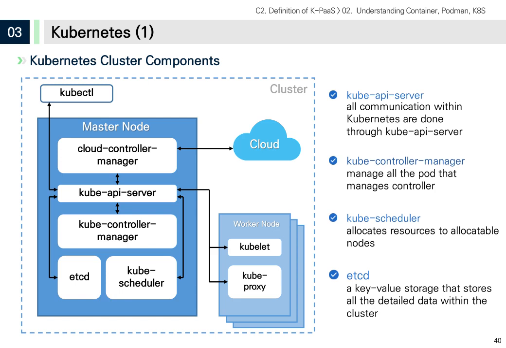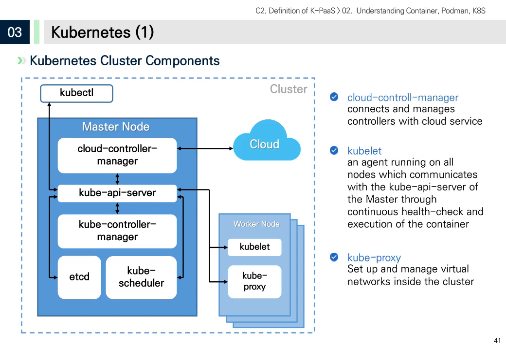Next, the Kube controller manager is responsible for controlling each of the controllers that manage the pods. The third, the Kube scheduler, is responsible for allocating resources to the nodes that are available. And finally, etcd is the repository behind Kubernetes that holds all the detailed data within the cluster. A cloud control manager is a component that manages controllers by connecting them to cloud services.